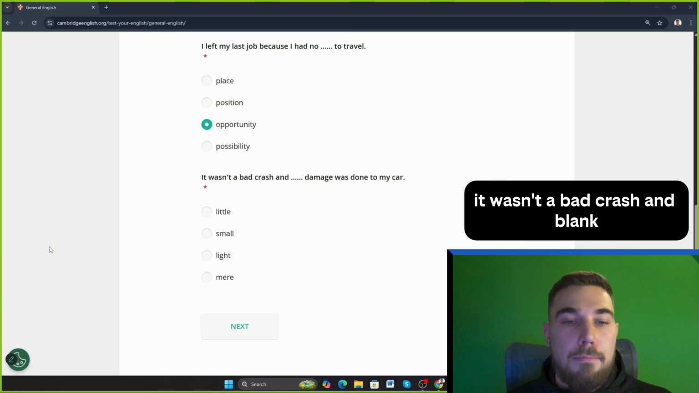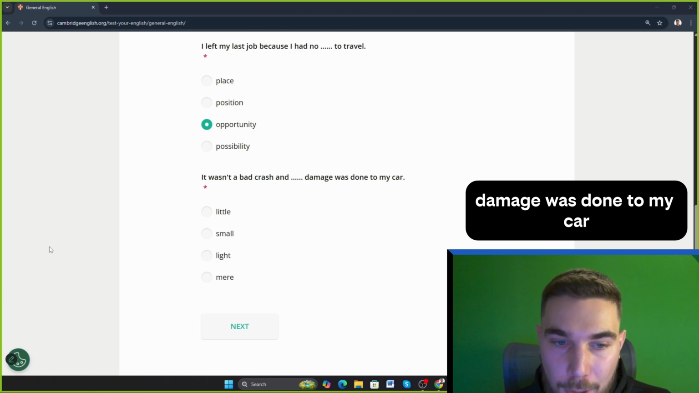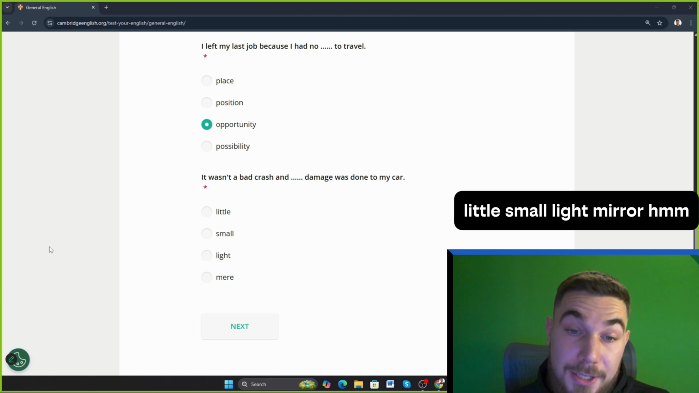It wasn't a bad crash and blank damage was done to my car. Little, small, light, mere.